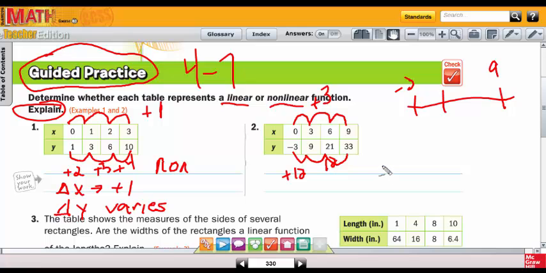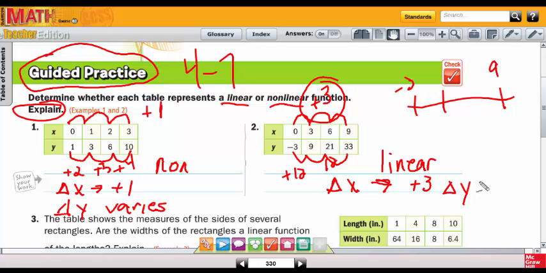So we would say that this is, first of all, linear, because we have a constant rate of change. And then for our explanation, we would say that the change in x is +3, it's up here, whereas the change in y is +12. So we have a constant rate of change. It is a linear function.